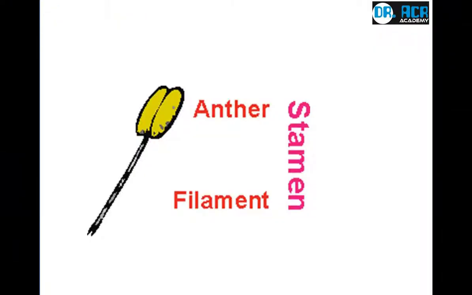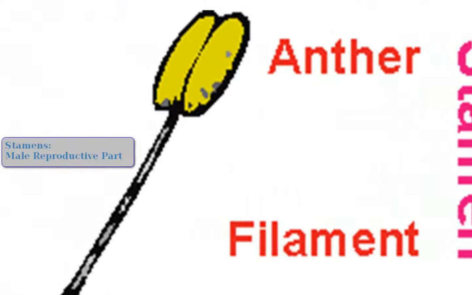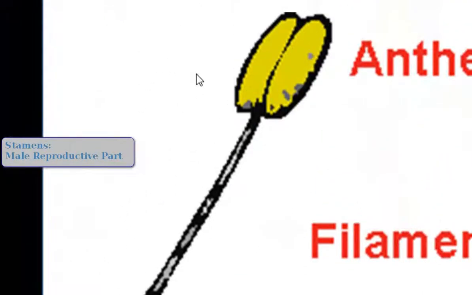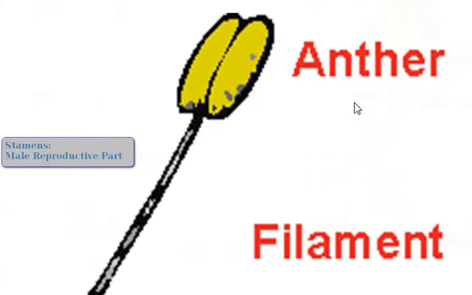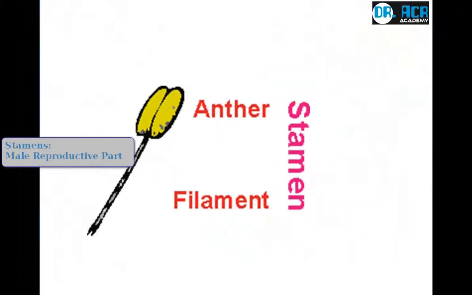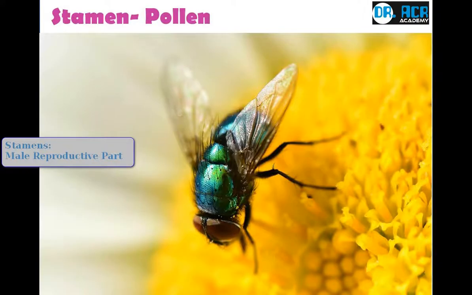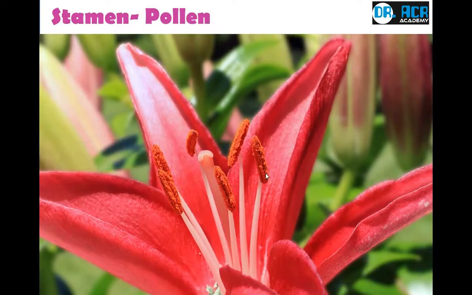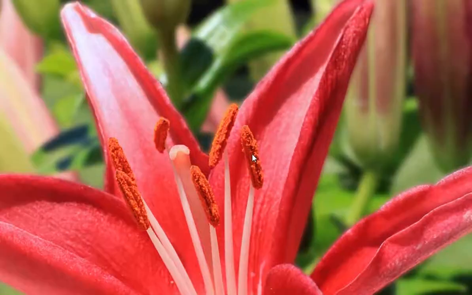Now, let us see the male reproductive part of the flower. This is called stamen. In stamen, you can see filament and anther. And anther is involved in the production of pollen grains. Here, you can see the pollen grain stuck to the honeybee or a fly, and here the pollen grains are on the anther.